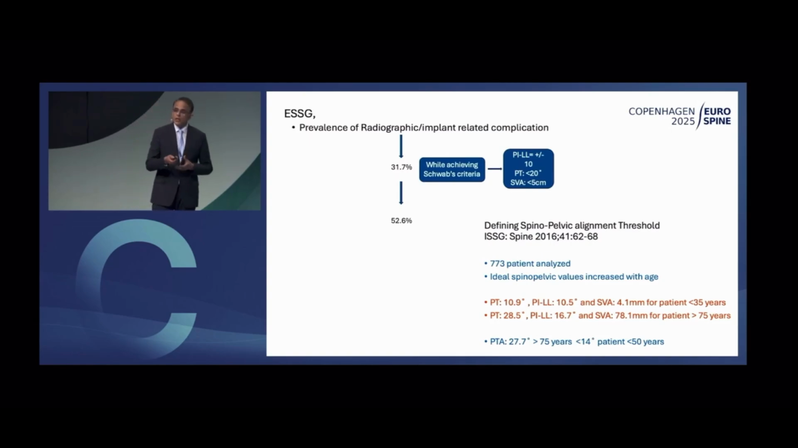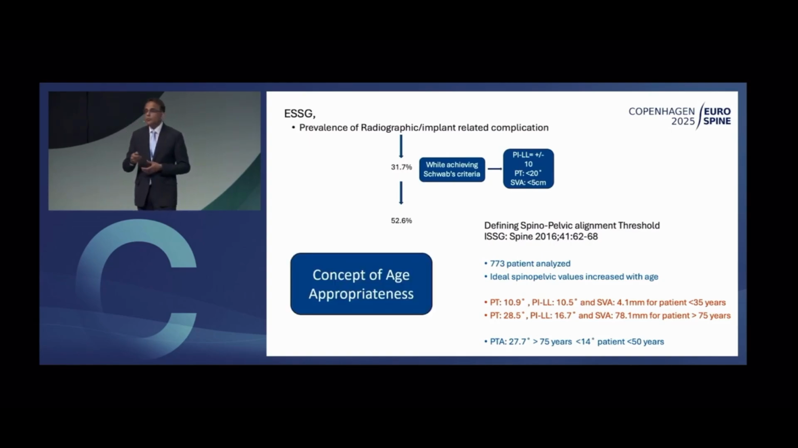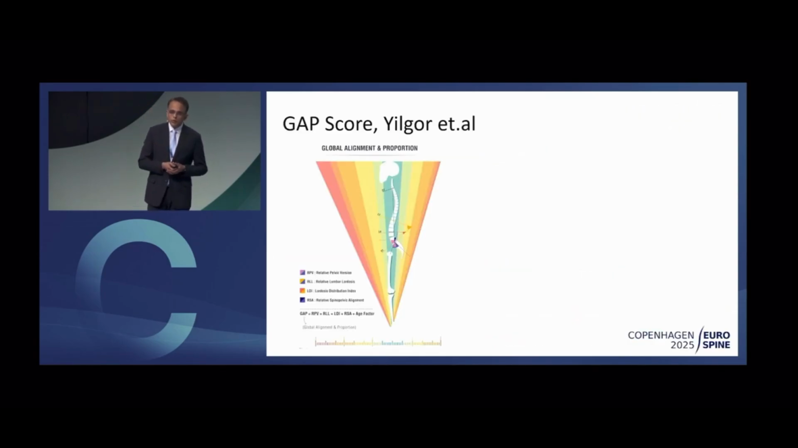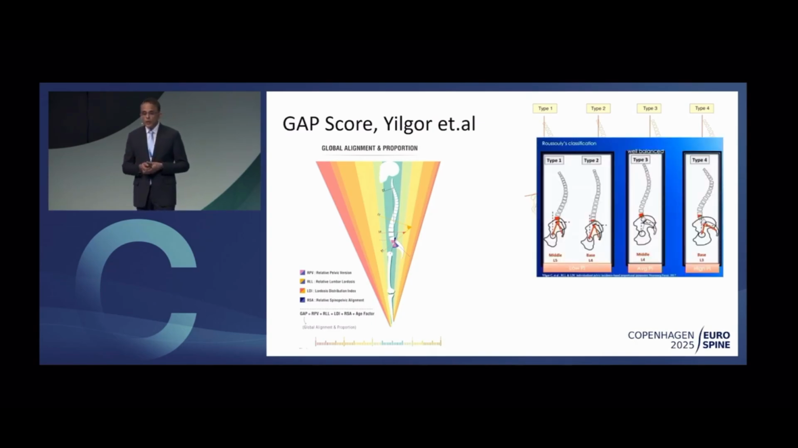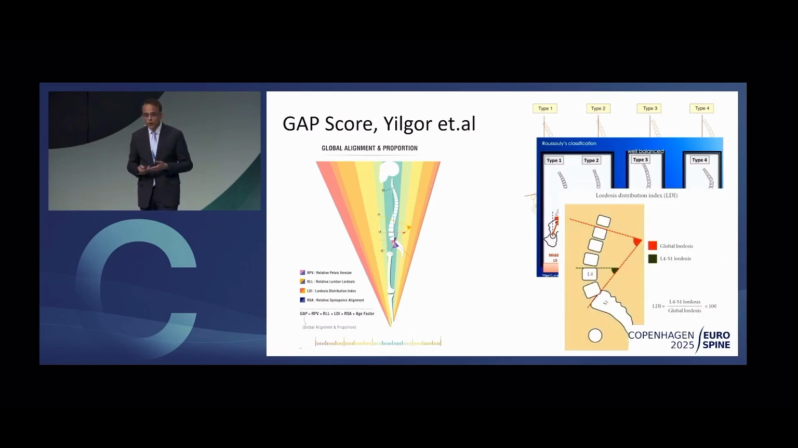So the ISSG revised their criteria and came up with a concept of age appropriateness, wherein we try to have that strict criteria in the younger population. At the same time, we get some leeway, some kind of acceptable parameters, as we encounter the elderly population. That concept was composed by Yilgor et al., and they came up with the GAP score. They not only incorporated the age, but also the morphometry of the pelvis, Rizzoli's classification. They also incorporated the lumbar lordosis distribution. They took into account where the apex should be in lumbar lordosis and how the inflection point should affect your spine, and that is how you have to plan your surgery in adult deformity surgery.